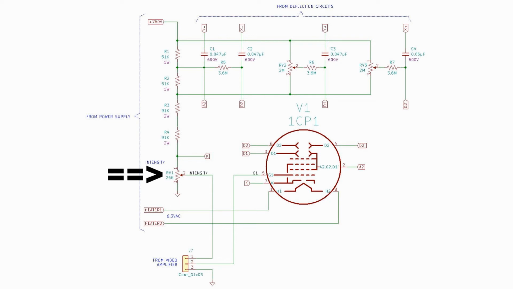The intensity control outputs a DC voltage that goes back to the video amplifier to control the offset of the amplified video signal.